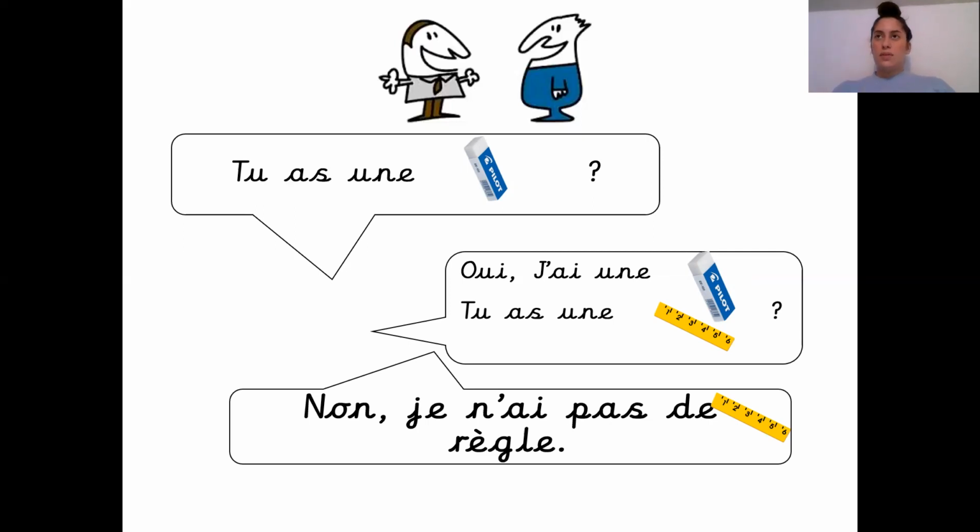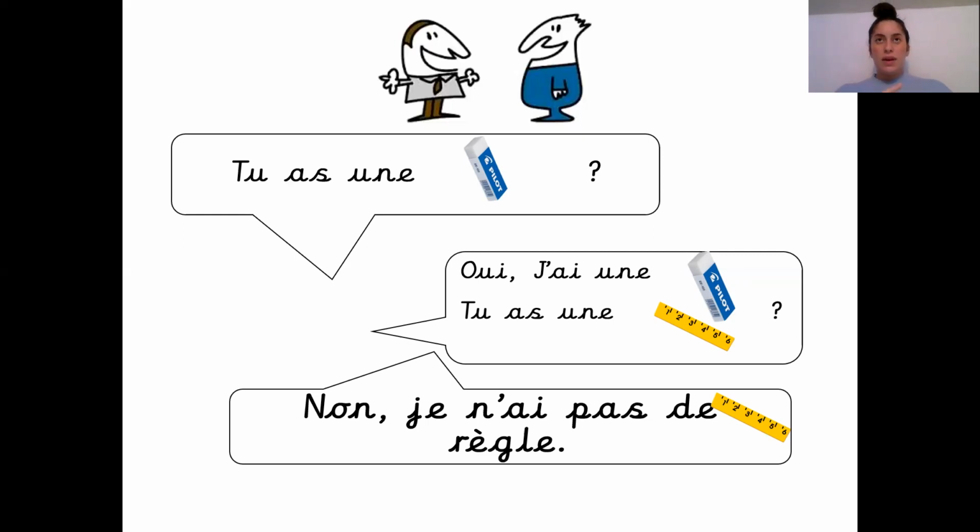Which item should we do next? Let's try this with a glue stick. How do we say glue stick in French? Un bâton de colle. So let's ask the question. Tu as un bâton de colle? Oui, j'ai un bâton de colle. Or, non, je n'ai pas un bâton de colle.